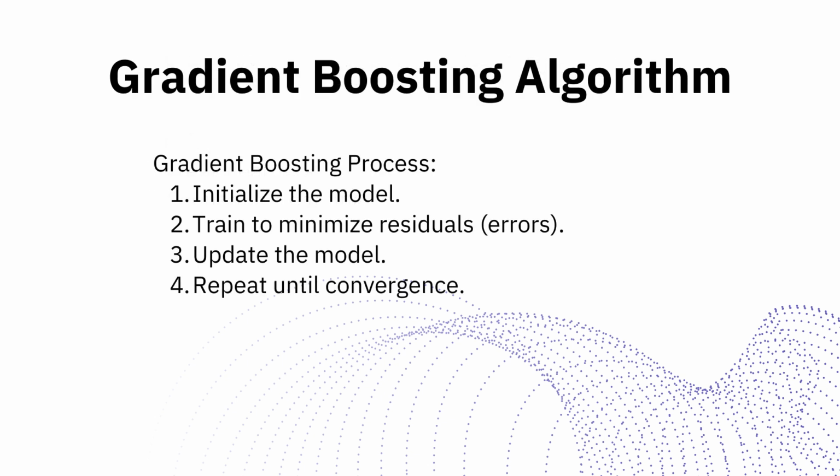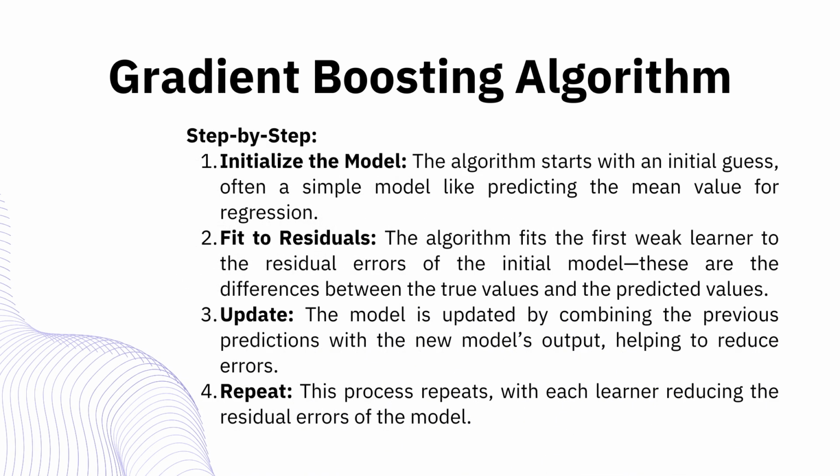Let's now break down how gradient boosting works. The process starts with an initial prediction, like taking the average value for a regression task. Then, a weak learner, often a small decision tree, is trained to fit the residuals, which are the differences between the true values and the predictions made by the initial model. This learner's goal is to minimize the residuals, improving the overall prediction. The algorithm continues adding weak learners in a sequential manner, each time refining the model to reduce errors until the performance converges or a set number of iterations is reached.